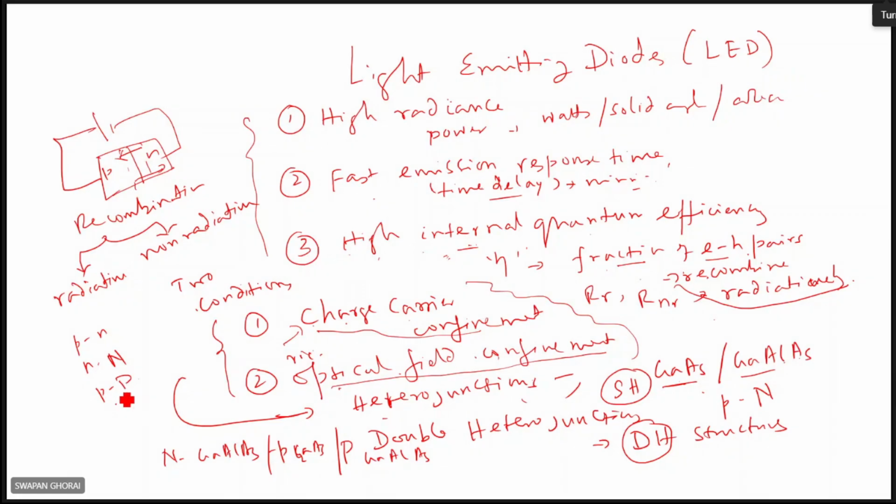So by using different combinations, you can have different types of heterojunctions. Double heterojunctions can be NPP structures, NNP, like these. You can have a lot of variations.